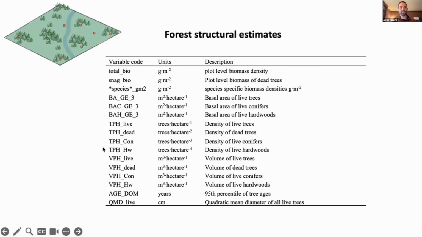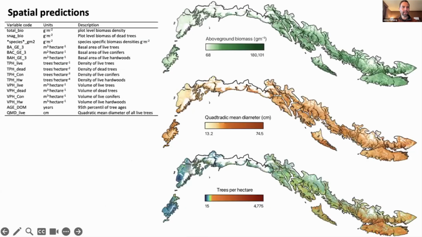Basal area, tree density, volume, dominant age, and quadratic mean diameter. And here's just a view of what those maps look like. Just 3 of them: above ground biomass, quadratic mean diameter, and trees per hectare. You can see how on a longitudinal gradient, there's a lot of variability, and it changes as you go farther and farther north. Each one of these maps consists of the entire range from Kodiak Island all the way down to the border of Washington, and we have one for each one of these variables that you see to the left here.